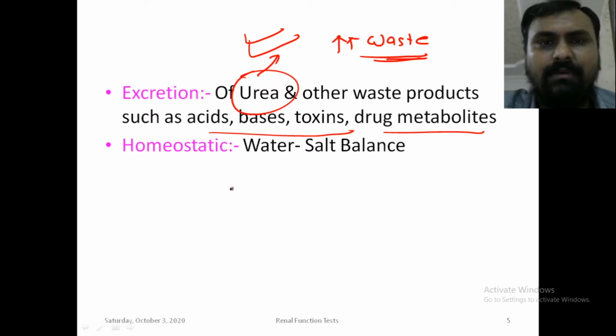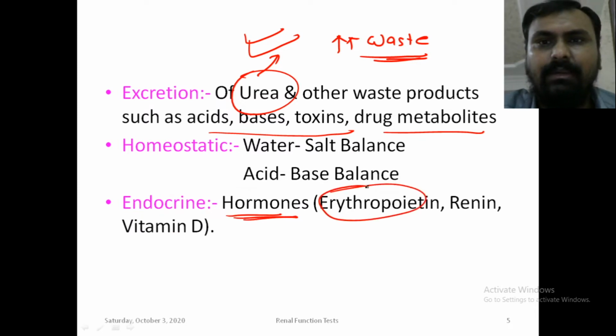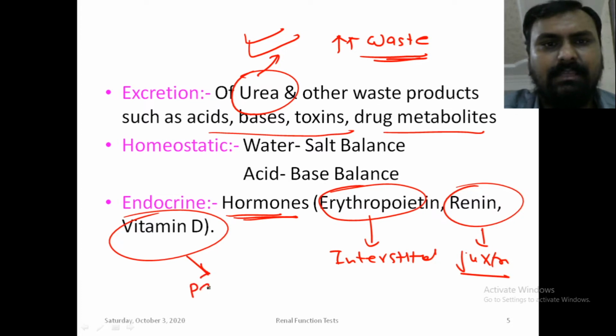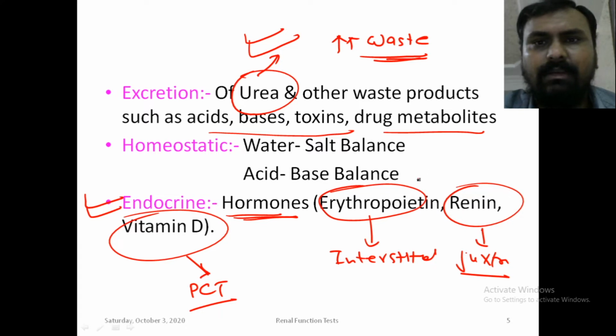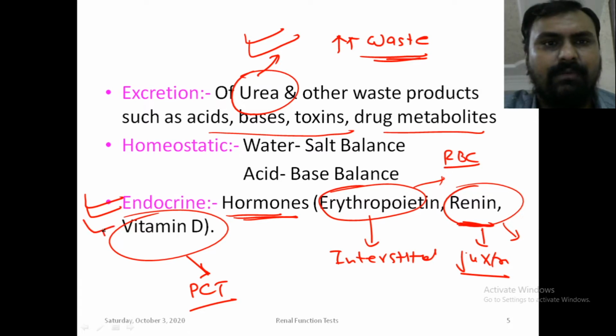Then homeostatic function: it will maintain the water-salt balance and acid-base balance. Endocrine function: it helps in the synthesis of hormones like erythropoietin, renin, and vitamin D. Erythropoietin is synthesized by the interstitial cell, renin by the juxtaglomerular cell, and vitamin D by the proximal convoluted tubule. Erythropoietin is for the maturation of RBC, renin is very important in maintaining blood pressure, and vitamin D, as we know, is very important for the bone.